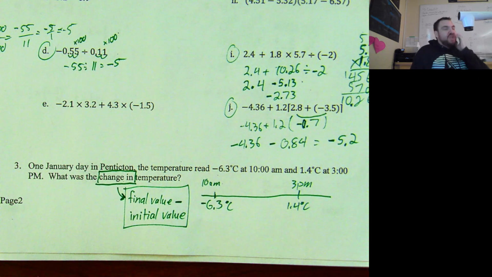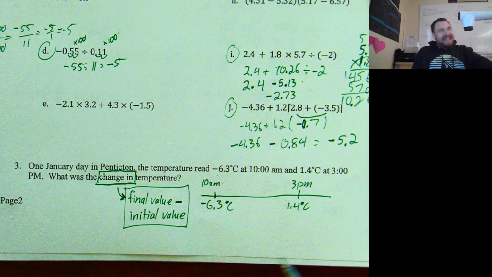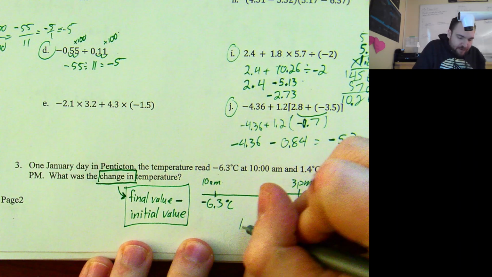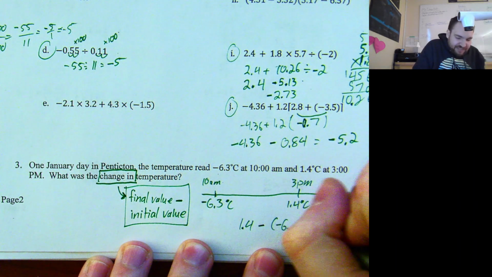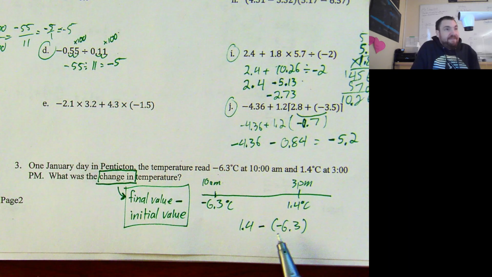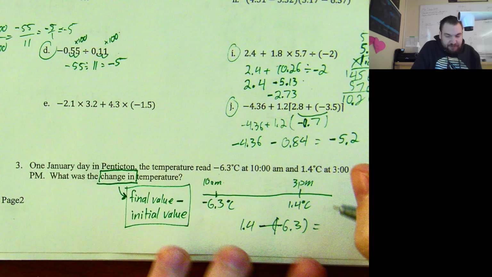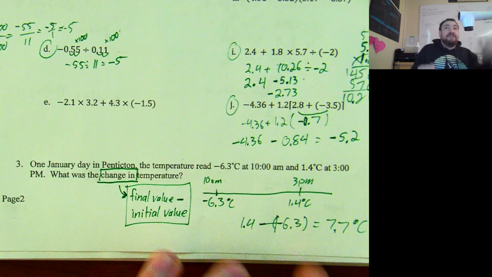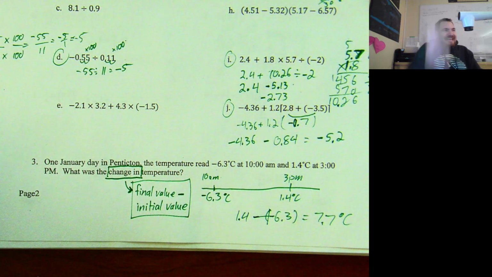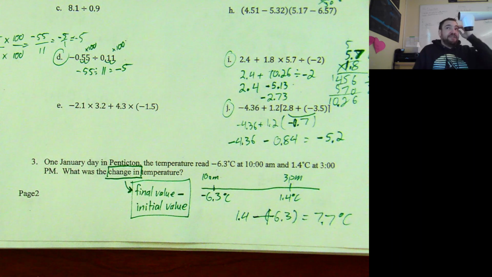Anyway, so change in, ladies and gentlemen, means a final value minus an initial value. So in this case, my question is going to become 1.4 degrees minus negative 6.3 degrees. If I am subtracting a negative, that's the same thing as adding a positive. So that's going to be 1.4 plus 6.3, which is 7.7 degrees Celsius. And if the question is posed to you in a sentence, your answer must always be posed as a sentence as well. So what is my final answer to this question?